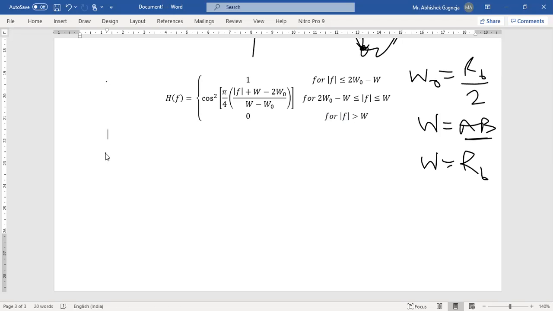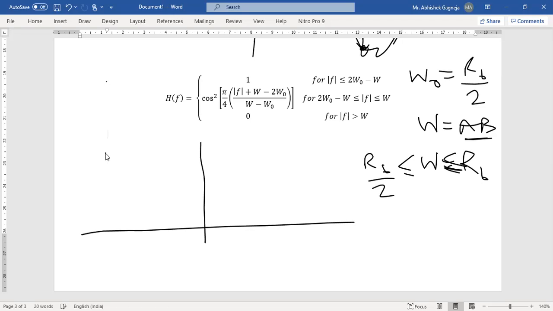So these are the two restrictions. It is going to be less than or equal to RB, and of course it is going to be greater than or equal to RB by 2. That's the restriction on W. So now let's try to understand how this particular function plots.